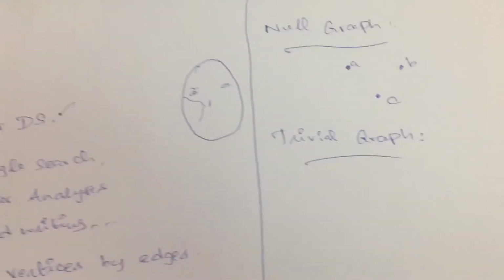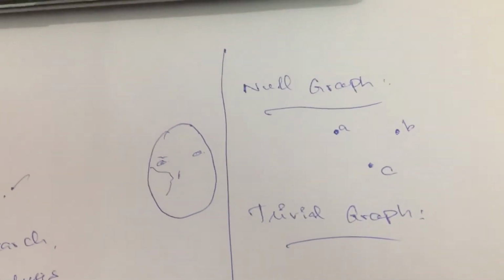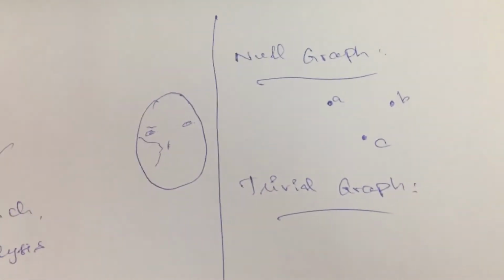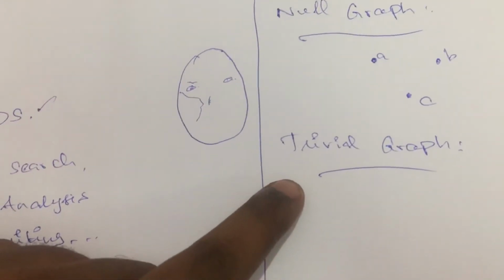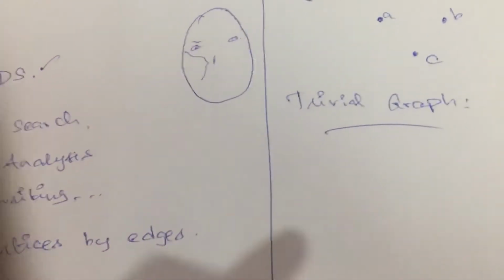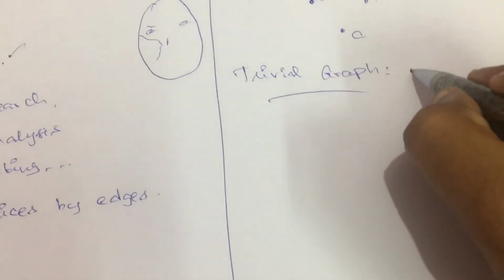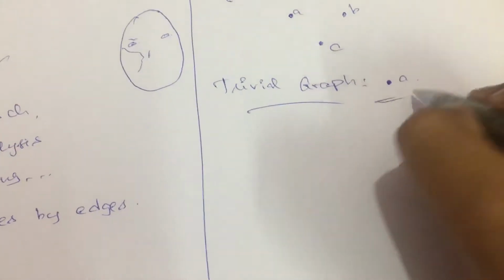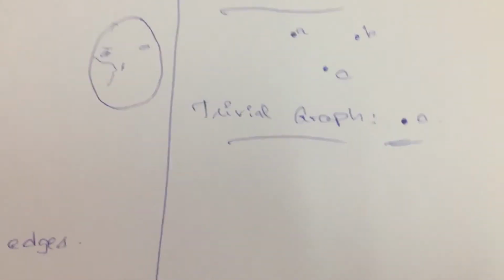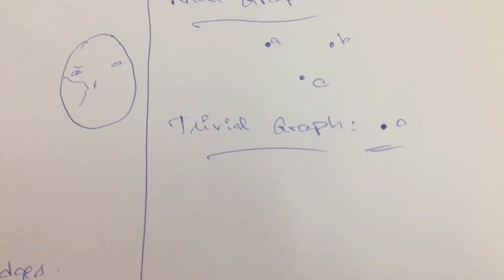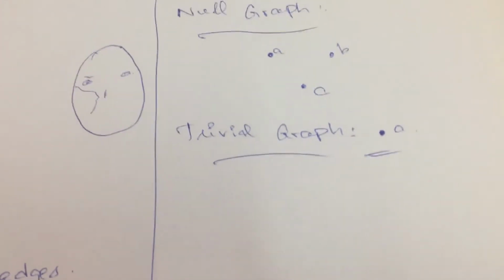So what exactly is a trivial graph? First we saw what a null graph is, and now let's learn about the trivial graph. A trivial graph is a graph which has exactly only one vertex. Other than this we won't have any other edges in our graph. So a graph with just one point is called a trivial graph.